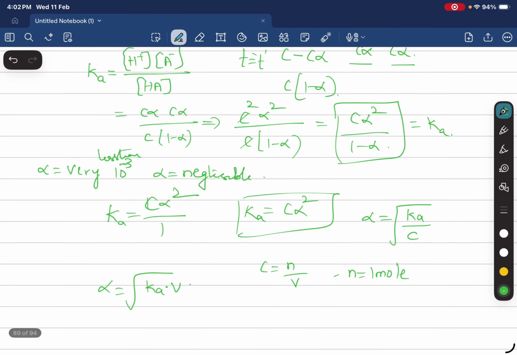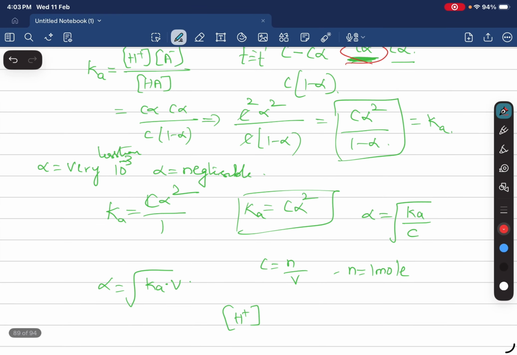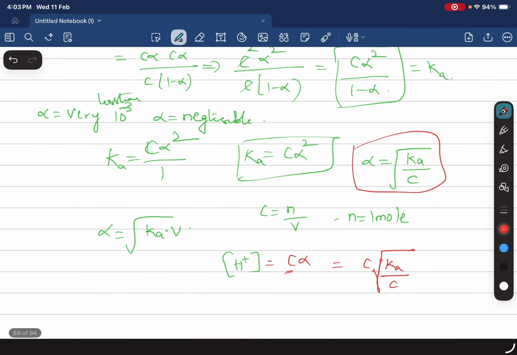And here they asked for H plus, right? From the equation, you can see H plus is this one. So H plus equals C alpha, right? So H plus equals C, and alpha is under root Ka by C. I can write this formula first. So if I write it like this, then what is the resultant equation?